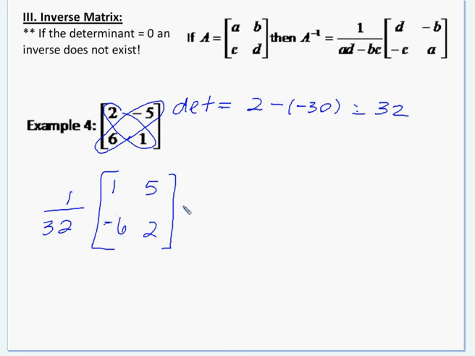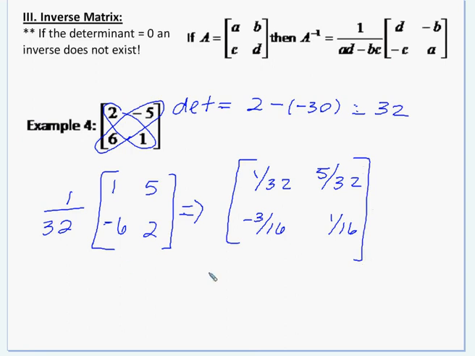Now, there are 2 ways you can leave your answer. You can leave it this way, or you can have it distributed into your matrix. So you're going to say 1 over 32 times 1 is 1 over 32. Then you have 5 over 32. Then you're going to have a negative 3 over 16, which is reduced. And then your 1 over 16. So you can see the inverse written in 2 different ways.